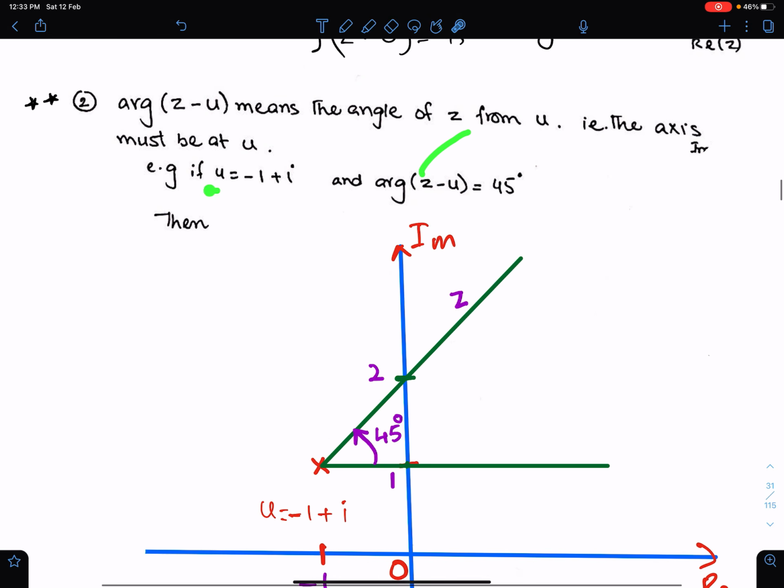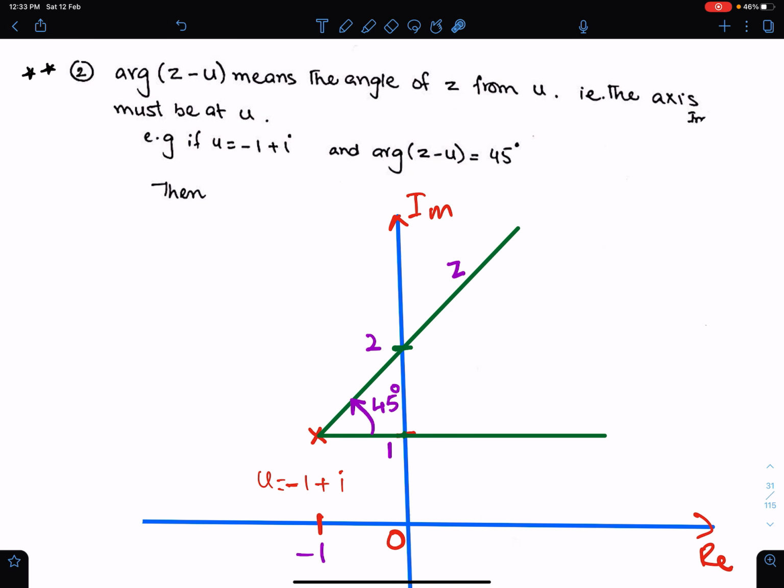So first we have to sketch u. This is u, minus 1 plus i. So first sketch u correctly and then draw 45 degrees from u. And you know how to draw 45? 45 means y is equal to x. And for that you just need to go same units on x direction and same units on y direction. So to draw y is equal to x, we have to go 1 unit right and 1 unit up. This is the way to sketch y is equal to x.